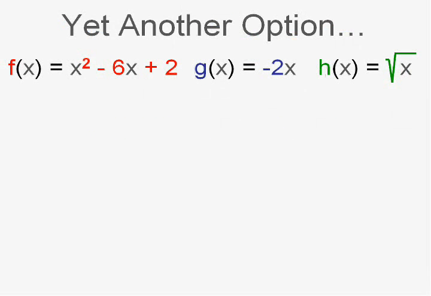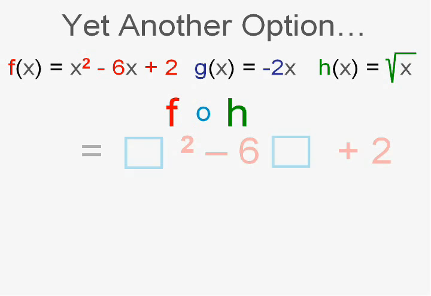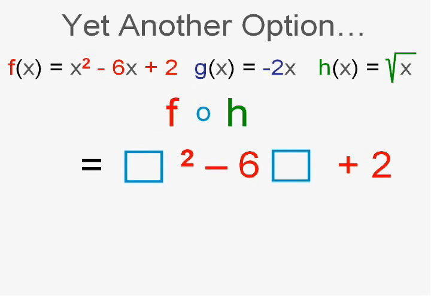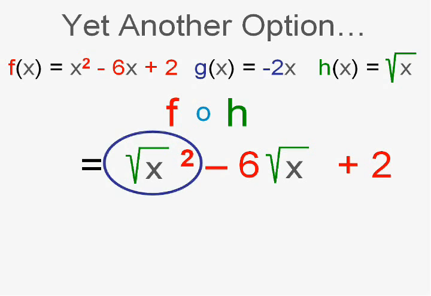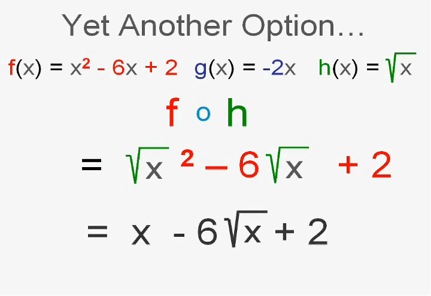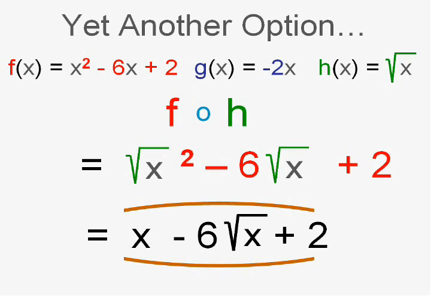One more. F of h. So we're going to do f to the function h. And remember, the h is going to go in place of every x. Now we can simplify here. The square root of x squared. The important thing is, this is your final answer. We're going to have to simplify that. And I think that's it.